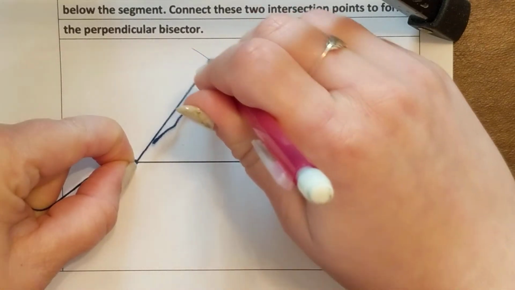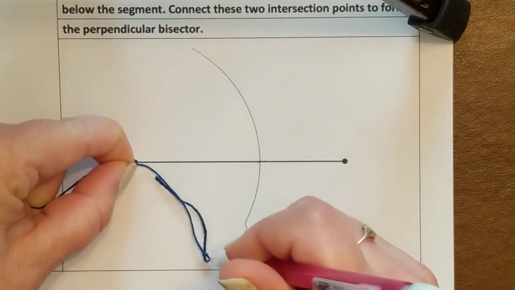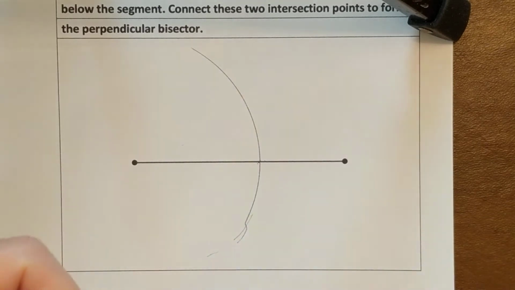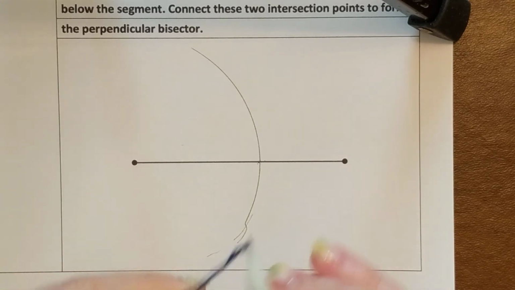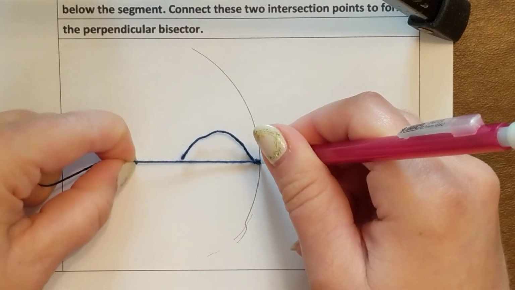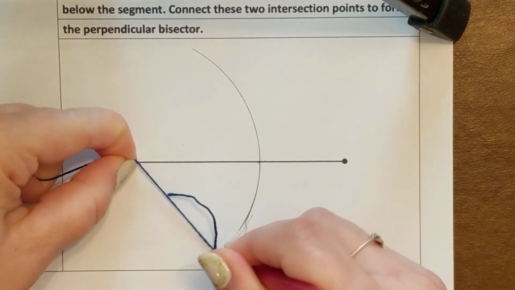with an arc. You can either do one big arc like this, or you can do two smaller arcs, one above and one below. It doesn't matter. Lost my string. I'm going to remeasure that. Finish that arc.